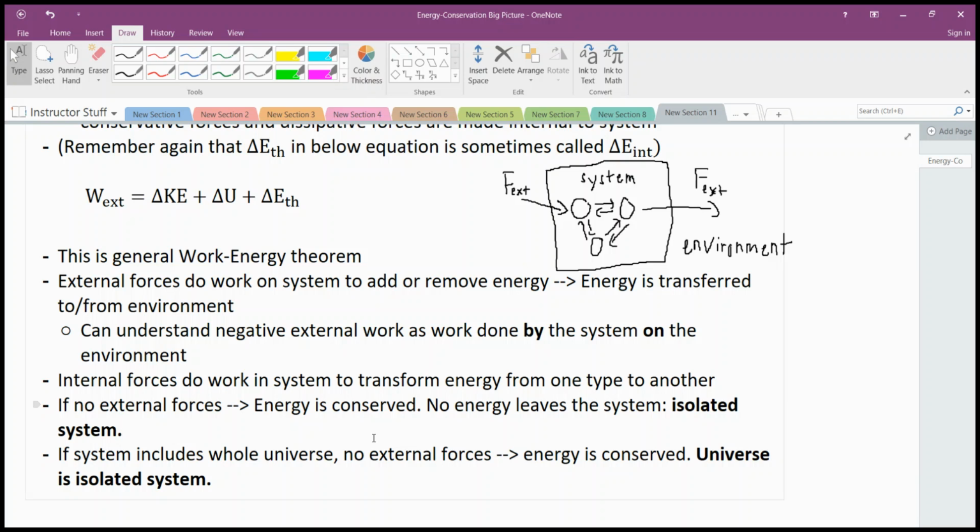So what we see then with this big picture is that to use energy conservation, it really just depends on the system you define. And if you include more objects in the system, you will eventually have a system in which energy is conserved, which in the extreme case includes everything in the whole universe. Energy is conserved in the entirety of the universe.